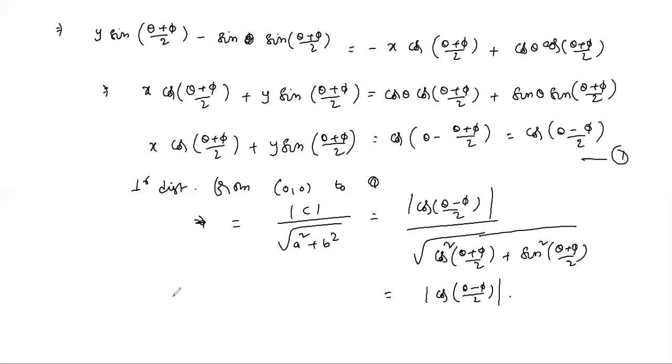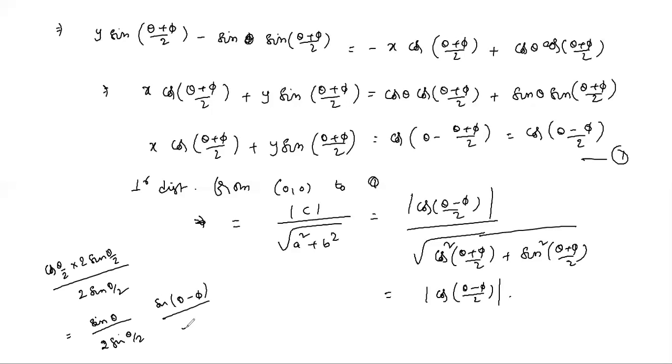The textbook has given a different answer, because actually we have cos theta by 2. Suppose you multiply the denominator and numerator by 2 sin theta by 2, what is it? 2 sin theta by 2 cos theta by 2 is sin 2 theta, so 2 into theta by 2 gives sin theta, sin theta by 2 sin theta by 2. This form they have given. Here theta means theta minus phi by 2, so sin theta minus phi by 2 over sin theta minus phi by 2 also you can write.